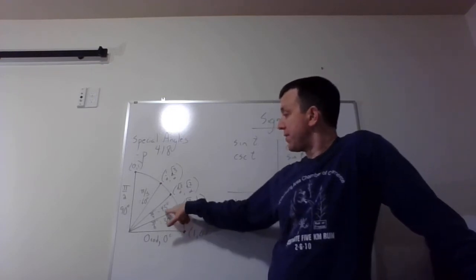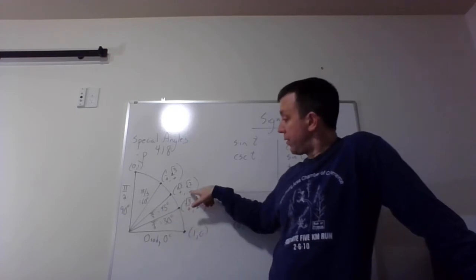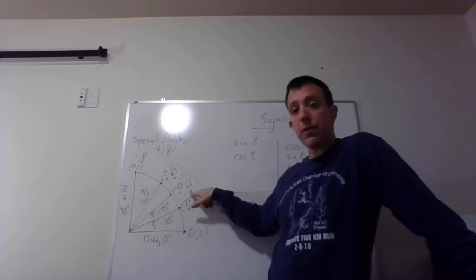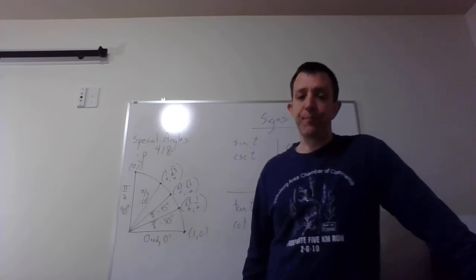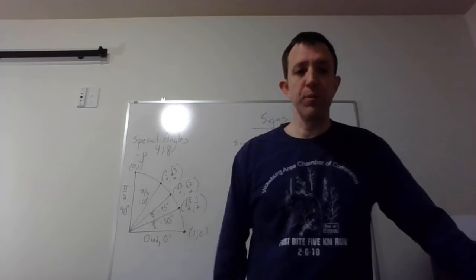So if I ask you for the sine of 45 degrees, you go to the point, it's the square root of 2 over 2, and you have to tell me it's square root of 2 over 2. Please don't type it in your calculator. Okay, if you type it in your calculator, it won't work.